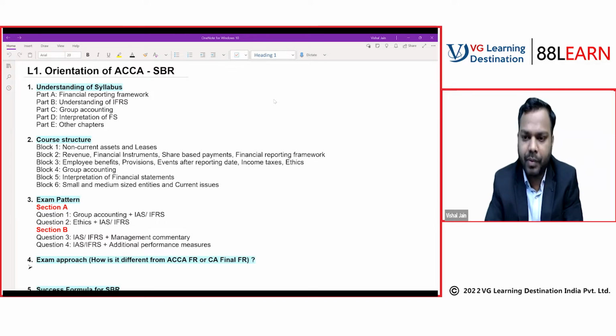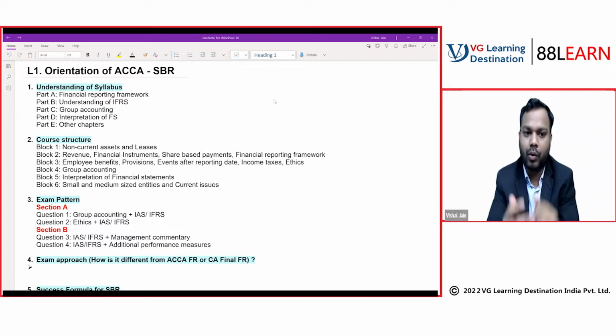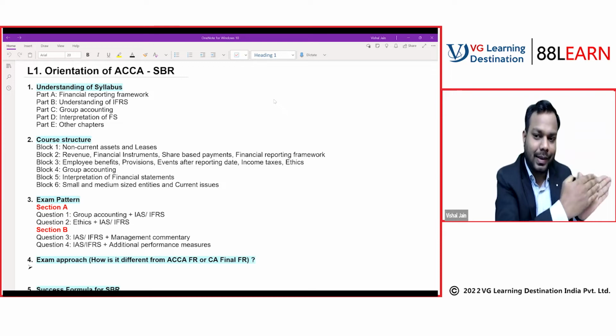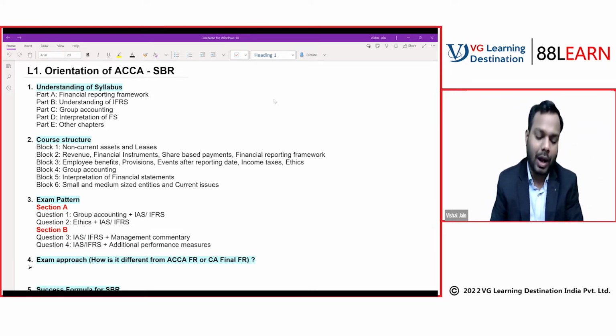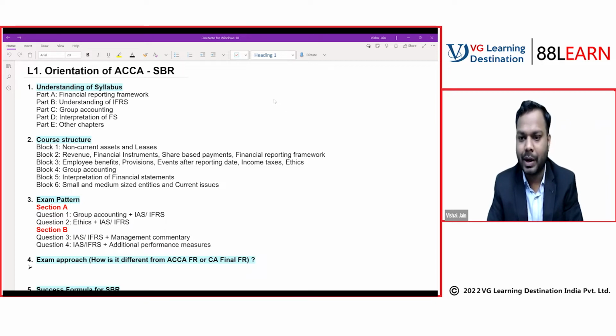Now, before we start our course, we'll have an understanding of what this course is all about. Because as I understand, the students are a mix of those who have come from the ACCA skill level or from the CA background, right? So I'll design my course in a way that it suits the requirements of both, so that it is helpful for the students who have come from a CA final background and those who have come from an ACCA skill level background. So don't worry about that.